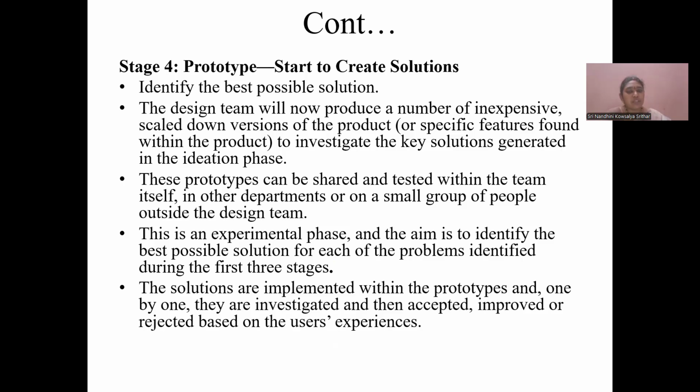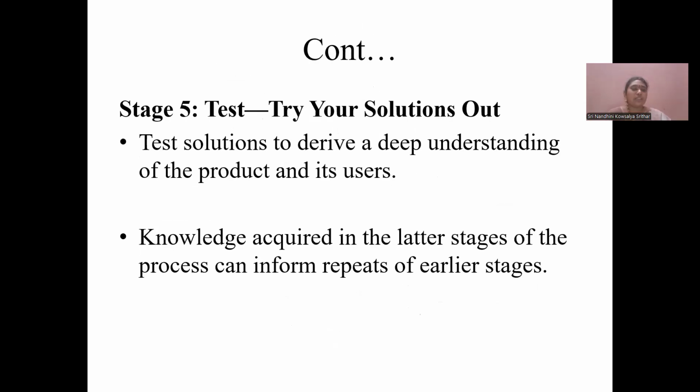This is an experimental phase, and the aim is to identify the best possible solution for each of the problems identified during the first 3 stages. The solutions are implemented within the prototype, and one by one they are investigated and then accepted, improved, or rejected based on the users' experiences. Next, stage 5, the test stage: just try your solution out. Test the solution to derive a deep understanding of the product and its users. Knowledge acquired in the later stages of the process can inform repeats of earlier stages.